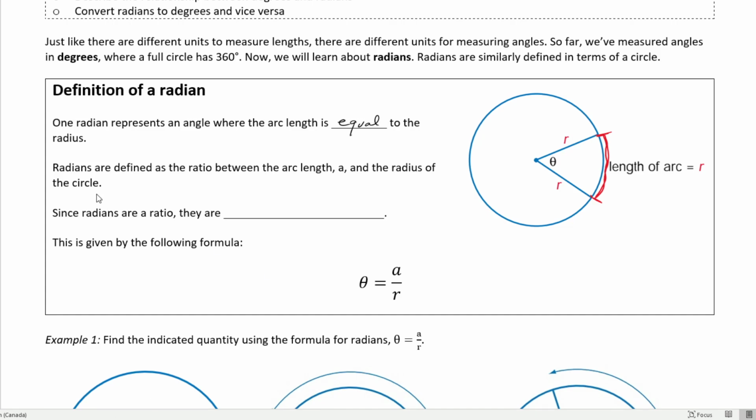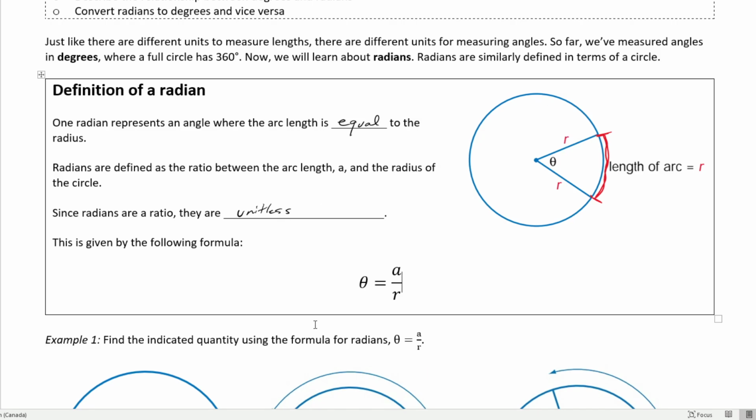1 radian represents an angle where the arc length, and the arc length is this red portion right here, is equal to the radius of the circle. Radians are defined as the ratio between the arc length and the radius of the circle. And since radians are a ratio, radians are unitless.